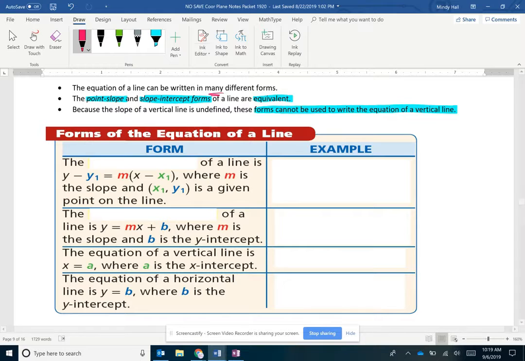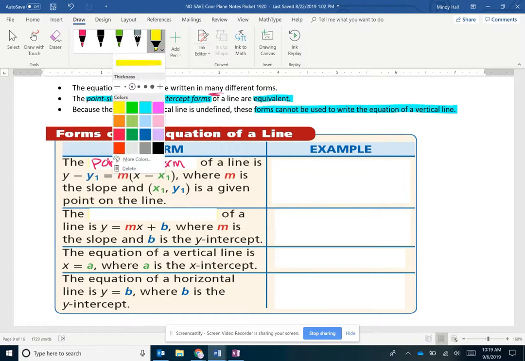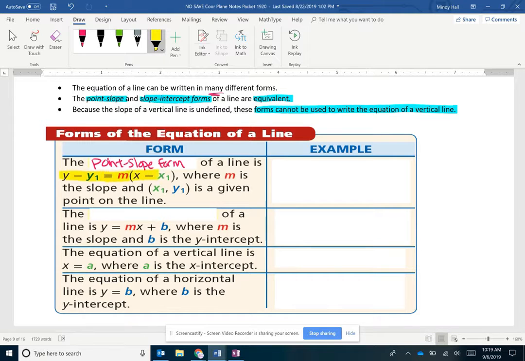So the point slope form of a line is y minus y1 equals m times x minus x1. And you notice, and I'm actually going to change this to yellow so it's a little less intrusive of the colors that are there. But the m is your slope, and the x1, y1 is a given point.